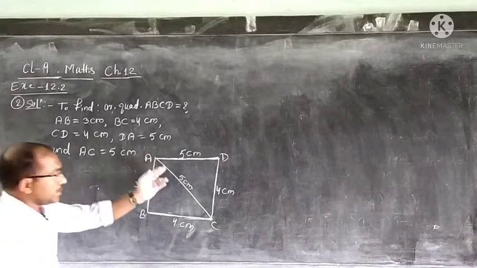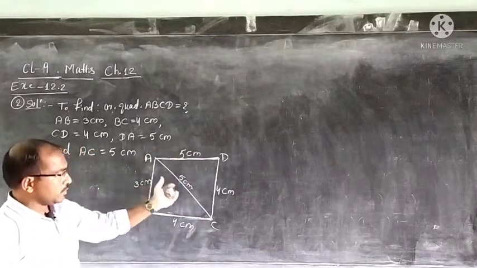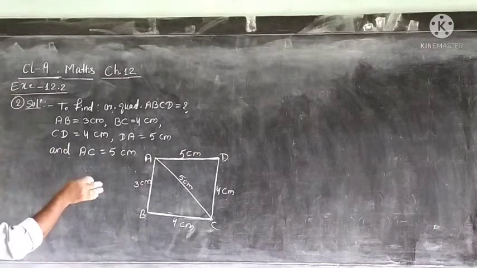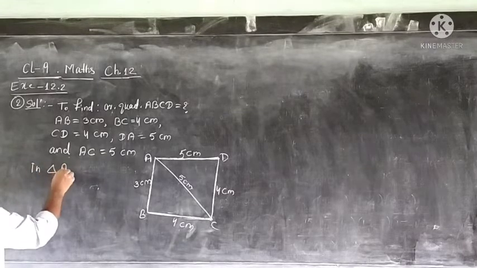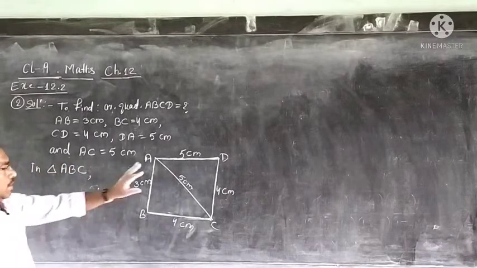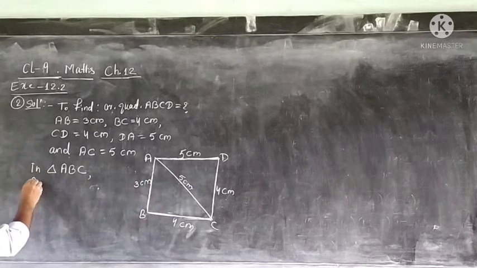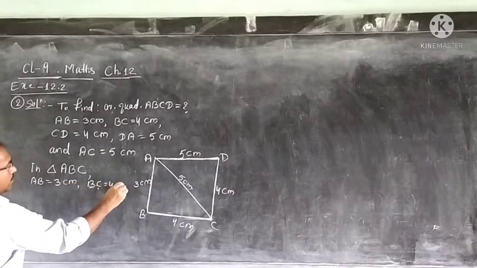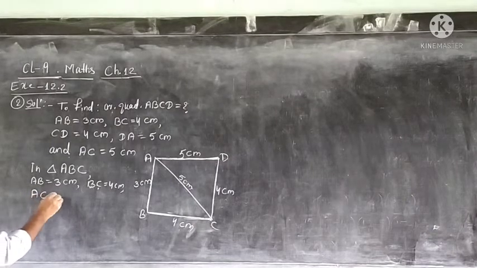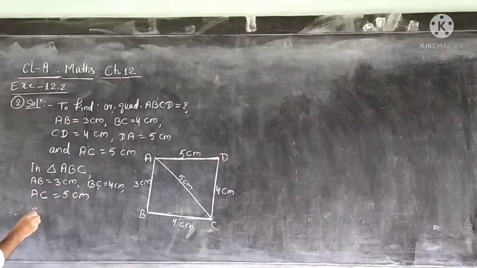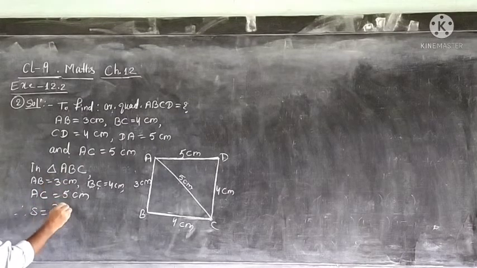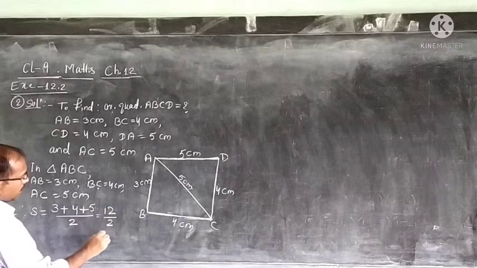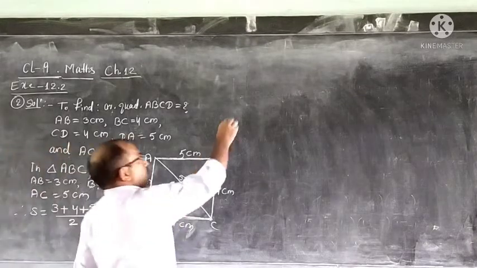In the last question, because one angle was 90 degrees, we found this using Pythagoras theorem. After that we calculated the area and added, and we got the full area. Here everything is given, so we start work straight in whichever triangle you wish. Triangle ABC: first side AB is 3 centimeter, BC is 4 centimeter, and third side AC is 5 centimeter. So, S equals first side plus second side plus third side, by 2. So, 12 by 2 we get 6 centimeter, the semi perimeter.